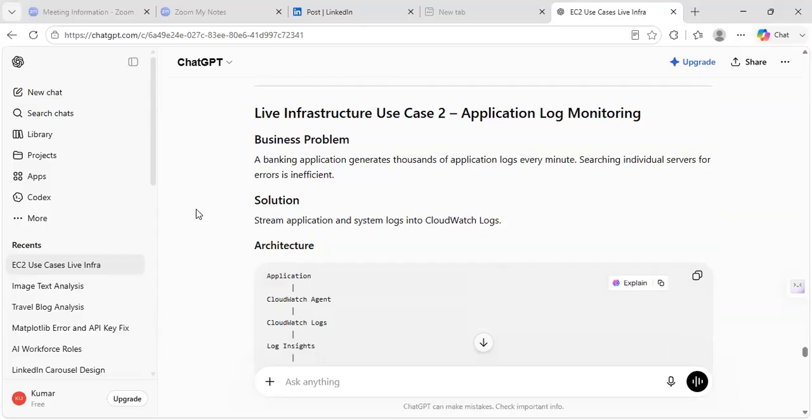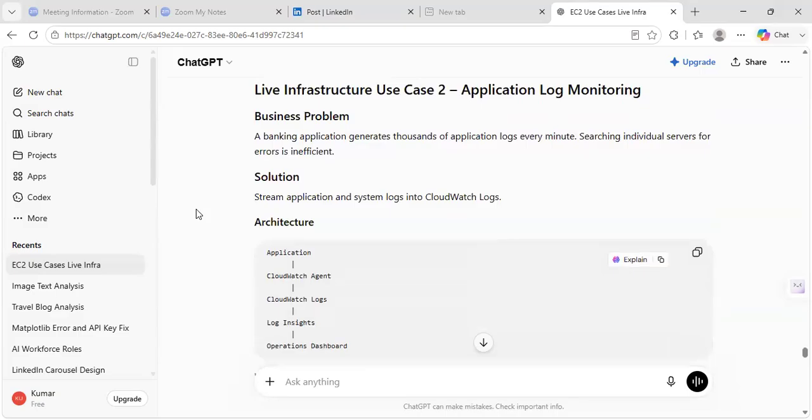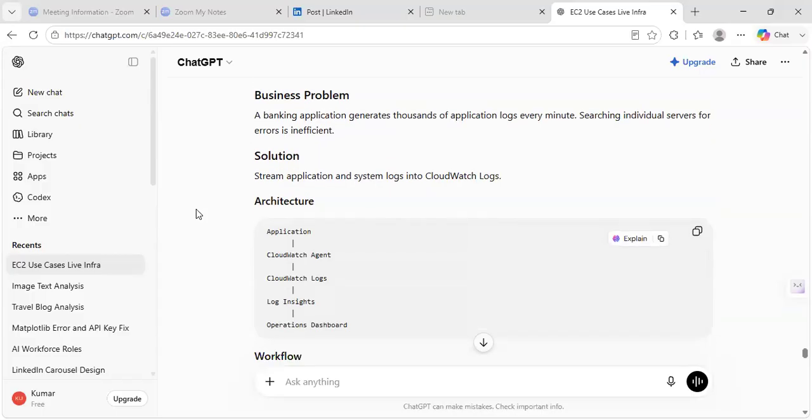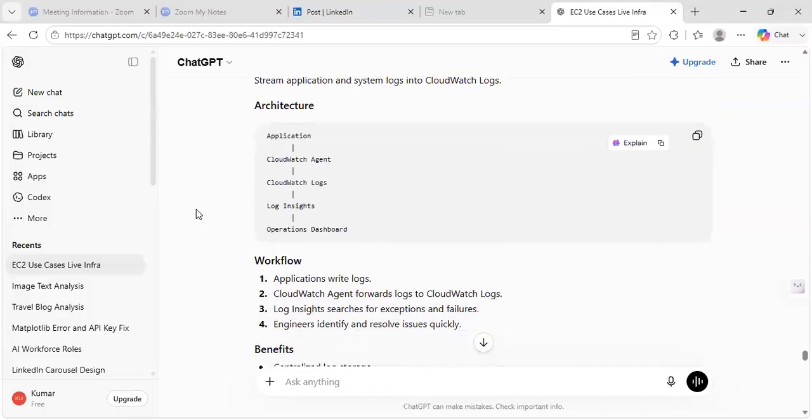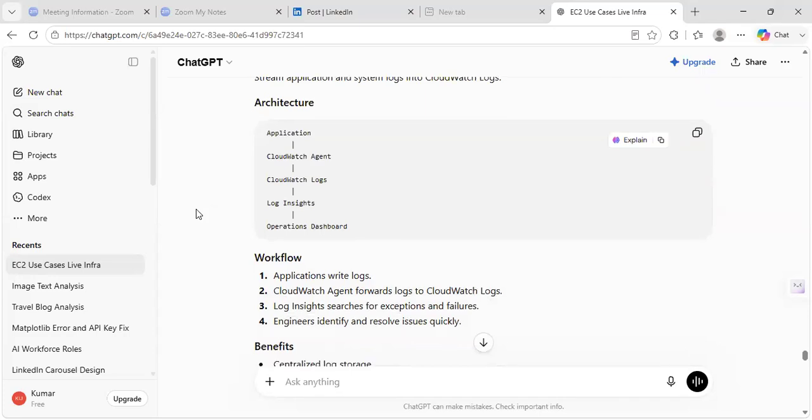right? Now, use case two, application log monitoring. A banking application generates thousands of application logs every minute. Searching individual servers for errors is inefficient. The solution is to stream application and system logs into CloudWatch logs. Application is there, CloudWatch agent is there, CloudWatch logs are there. Log Insights and operation dashboards are there.